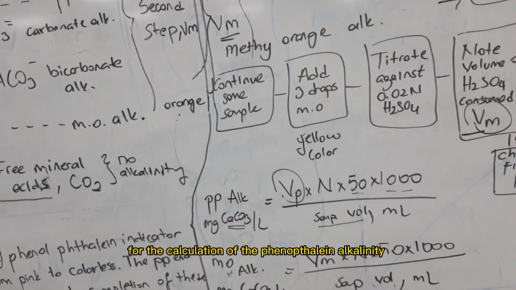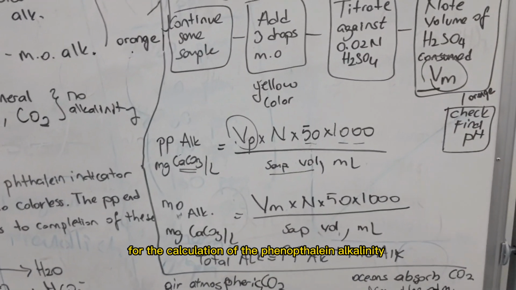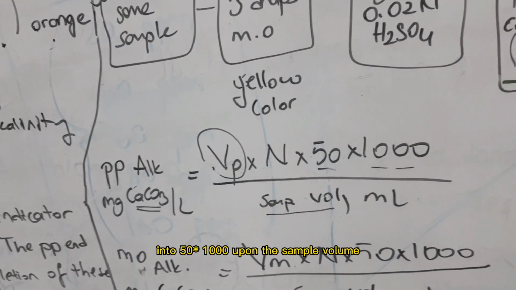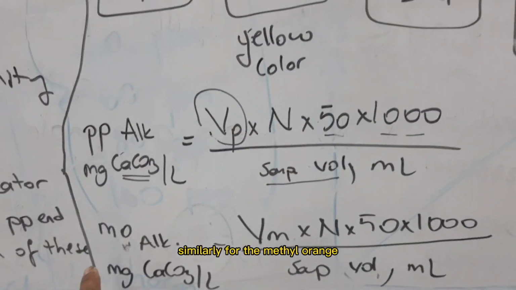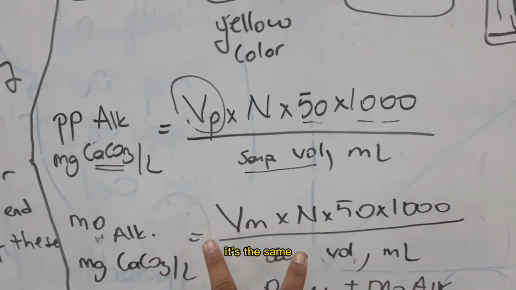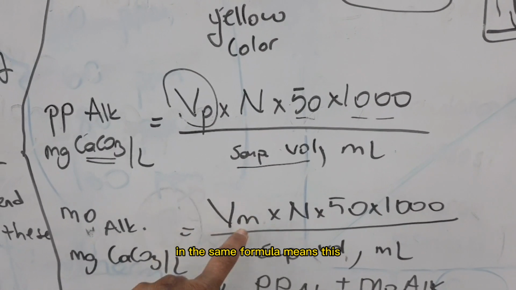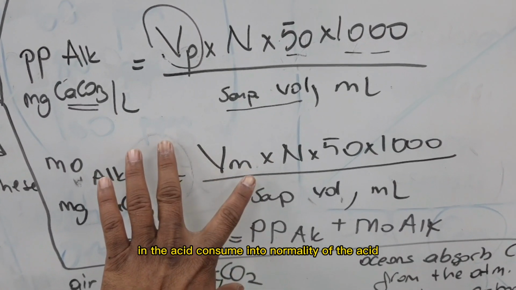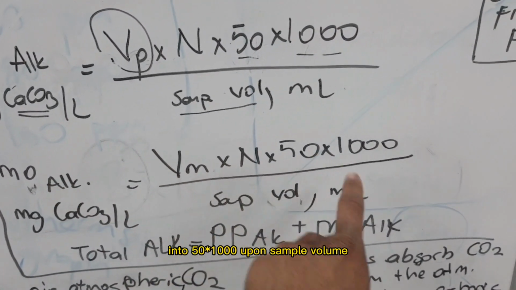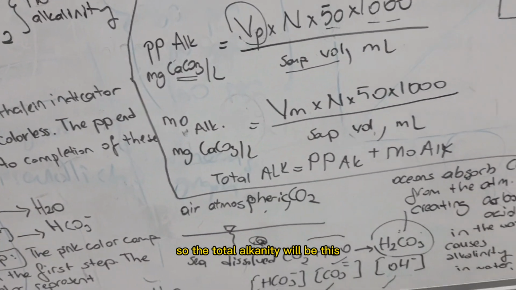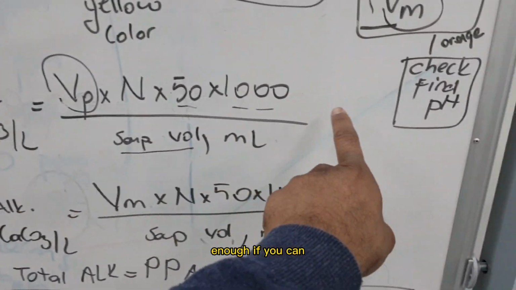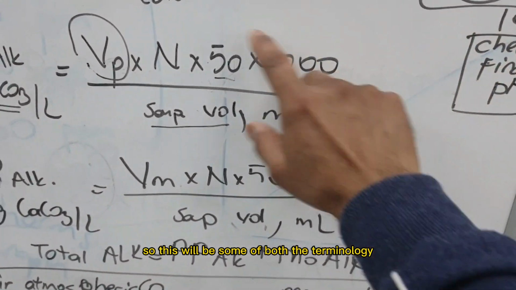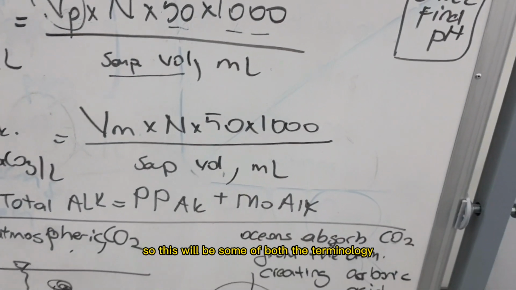The formula for the calculation of the phenolphthalein alkalinity is the volume of the acid consumed into the normality of the acid into 50 into 1000 upon the sample volume. Similarly, for the methyl orange, it's the same formula: the volume of the acid consumed into normality of the acid into 50 into 1000 upon sample volume. So the total alkalinity will be the sum of both of these terms, if you mark them here as 1 and 2.